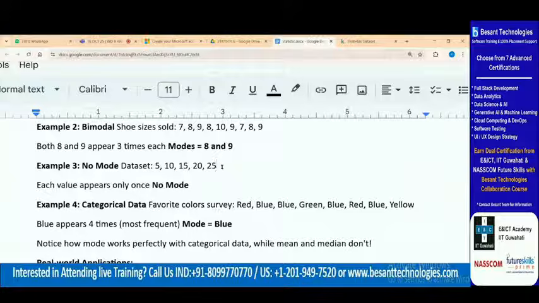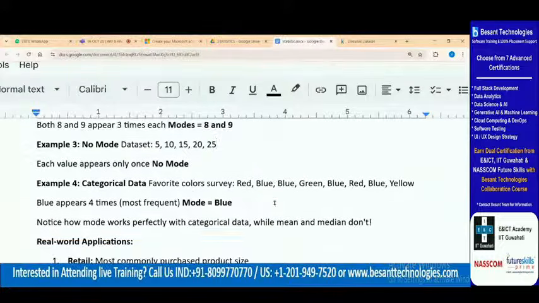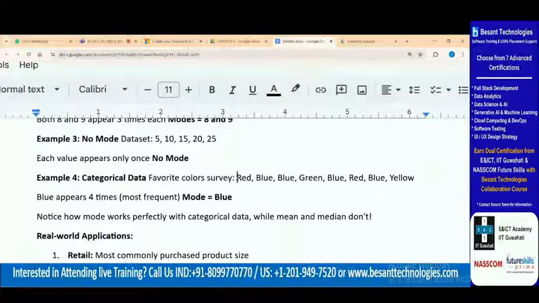No mode means no value is repeated. At that time, you cannot take the mode value. Then you have to go with other things, which is median or mean. Then you have categorical data like this. In that case also, you can take the mode value, which is the most repeated, and you can use this mode.